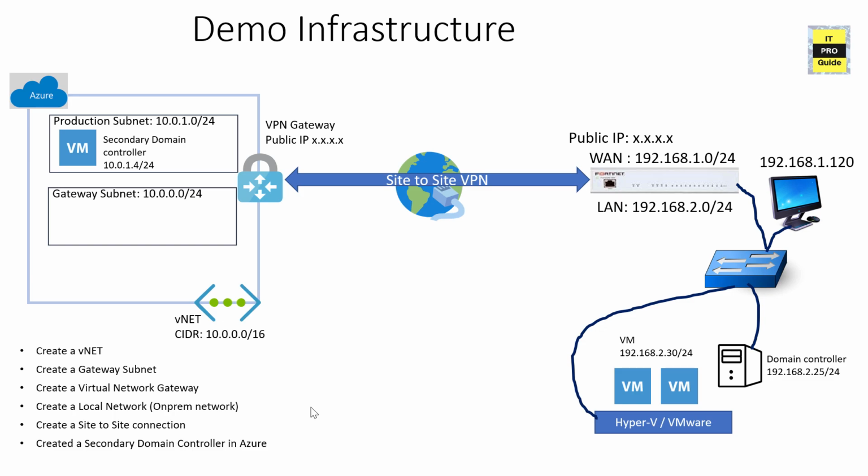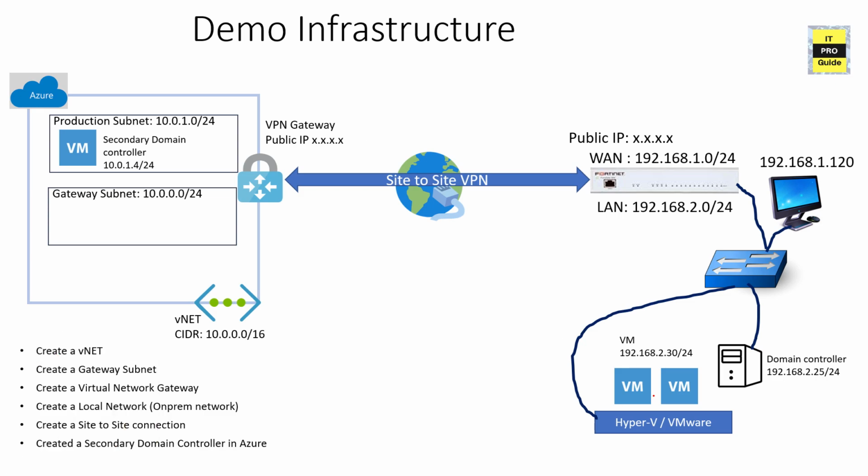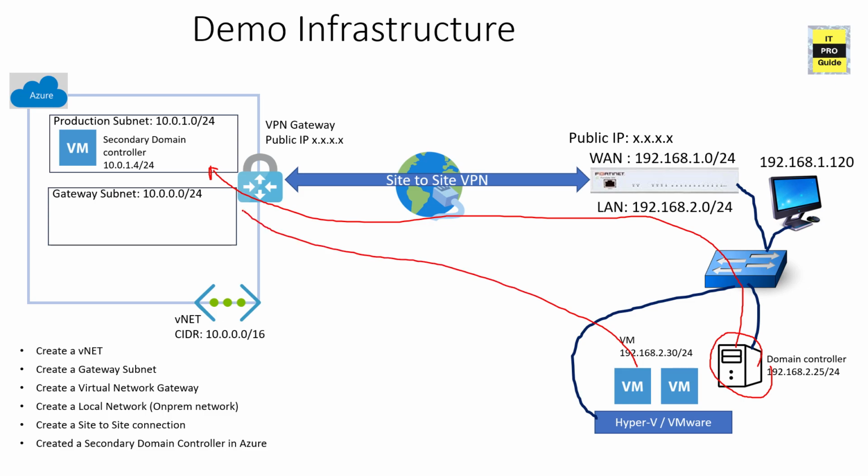Look at the demo infrastructure. You can see we have a FortiGate firewall on-premises and a VPN gateway in the Azure Virtual Network. So there is a site-to-site VPN connectivity. Then we have a domain controller, which is a physical machine. We already replicated it in the second video, so we have a secondary domain controller in Microsoft Azure. So any virtual machines now moved to Azure can authenticate from the Azure Virtual Network itself, as it has a secondary domain controller.